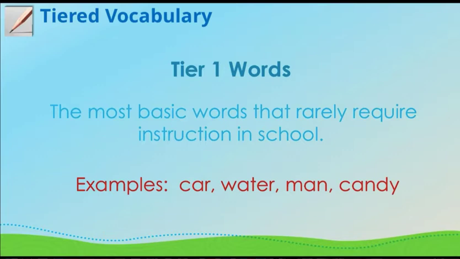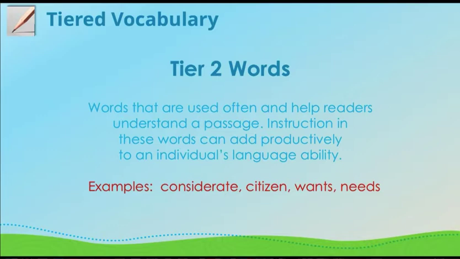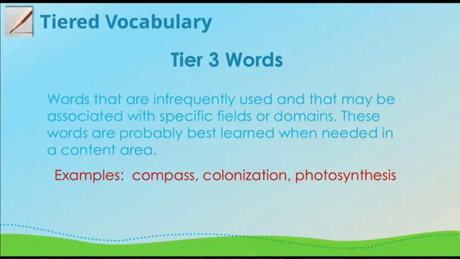So some examples here: tier 1 words might be car, water, man, candy. These are things that students know when they come to you for the most part. Those tier 2 words really help the readers understand that passage, and instruction in these can really add productively to the language ability. These are words that they may not necessarily have encountered before they come to you, but they're words like considerate, citizen, wants, and needs. And then those tier 3 vocabulary words are really specialized, like colonization, photosynthesis. You'd only expect your students to use them in a very specific context.